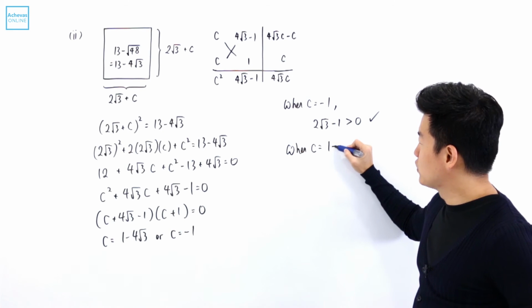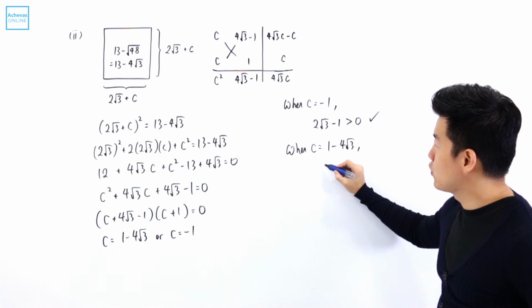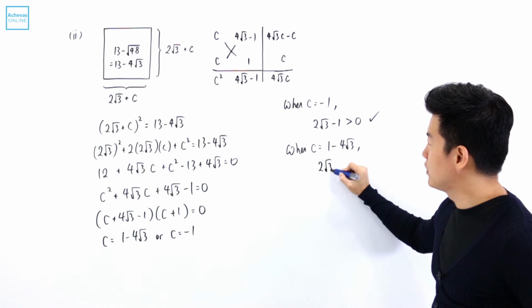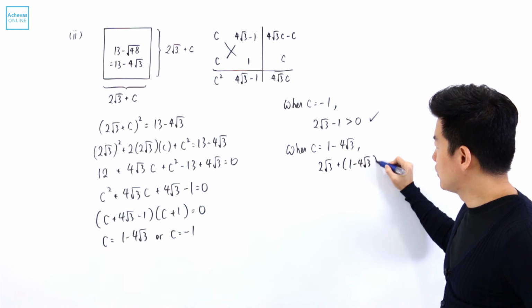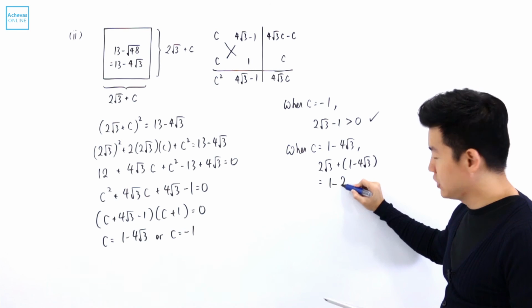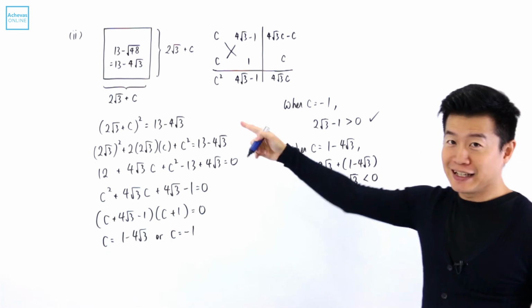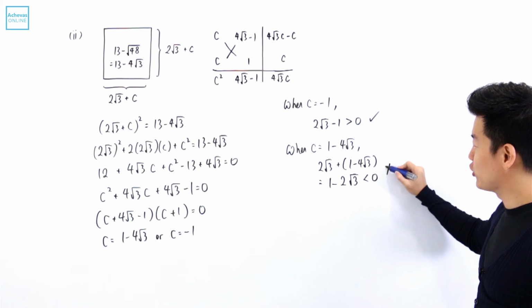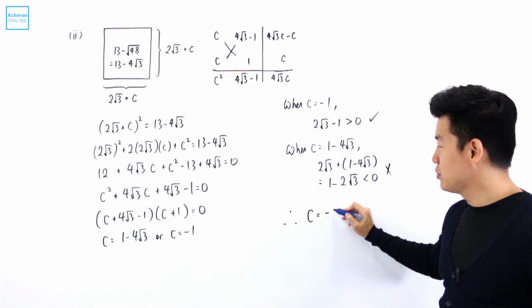When c is equal to 1 minus 4 square root of 3, the length of the side of the square is going to be equal to 2 square root of 3 plus c, and that is 1 minus 4 square root of 3. And this is equal to 1 minus 2 square root of 3, and this is less than 0. How can the length be less than 0? So this is not going to be acceptable. That is why the value of c is going to be equal to minus 1.